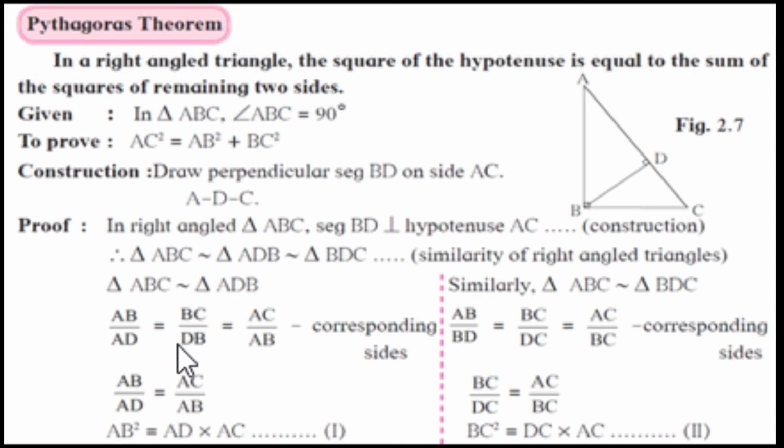AB upon AD is equal to BC upon DB is equal to AC upon AB. Therefore AB upon AD is equal to AC upon AB. Cross multiplying, we get AB square is equal to AD into AC. This is equation number 1. Similarly, triangle ABC is similar to triangle BDC. The ratio of their corresponding sides, AB upon BD is equal to BC upon DC is equal to AC upon BC. Therefore BC upon DC is equal to AC upon BC. Cross multiplying, we get BC square is equal to DC into AC.